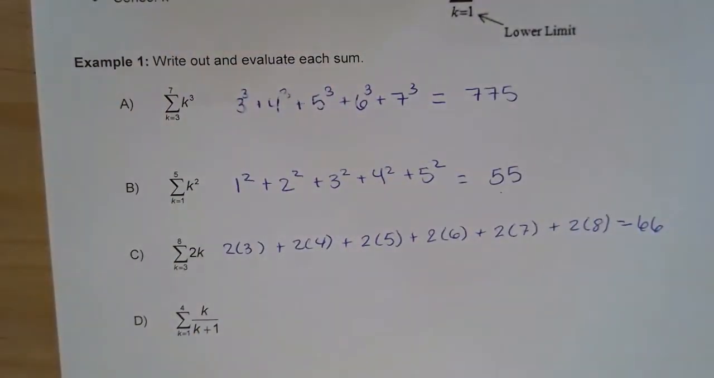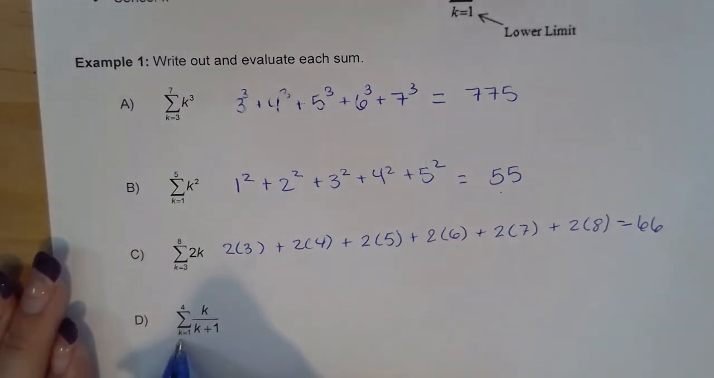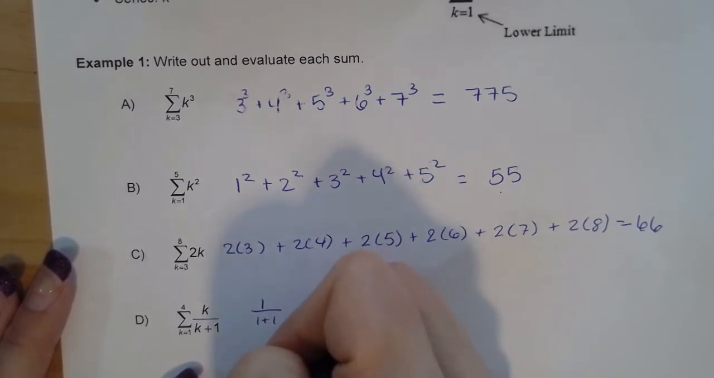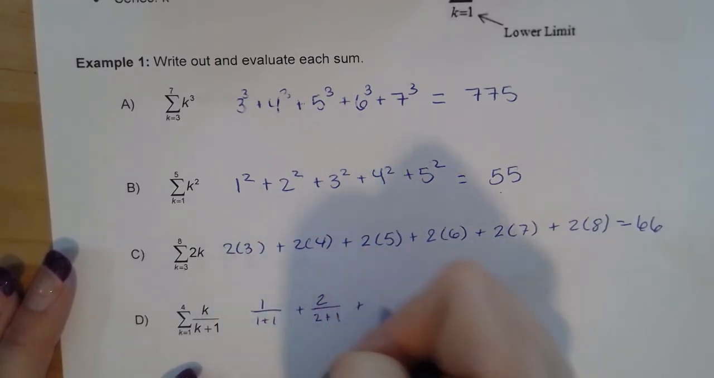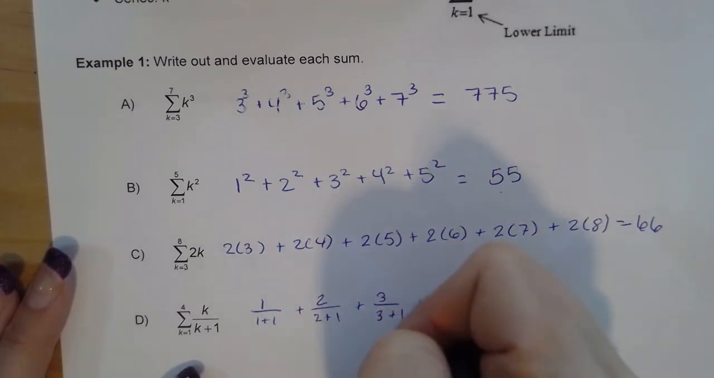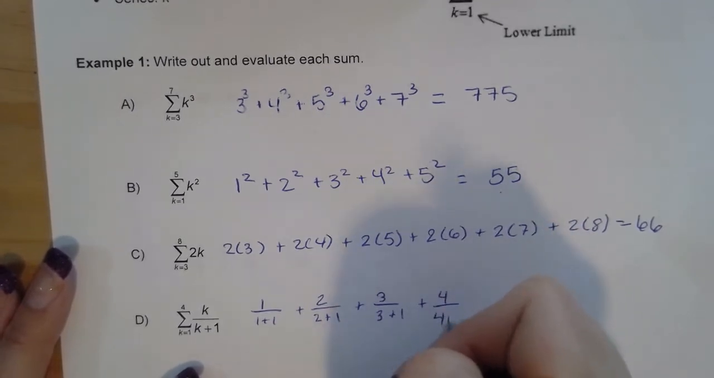Okay, and let's do the last one. As you can see, our equation here has 2 k's in it. So make sure you put your value of k in both spots. So I'm going to start with 1 because that's where my lower limit is. So I have 1 over 1 plus 1, plus 2 over 2 plus 1, plus 3 over 3 plus 1, plus 4 over 4 plus 1.